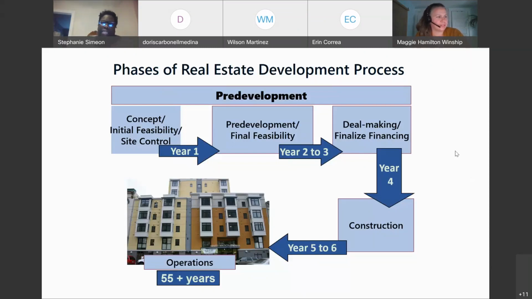The eternal optimist in me is saying that if you are here in year 1, you do have a little time to let the construction market calm down post-pandemic before you get to year 4. So there's your silver lining.